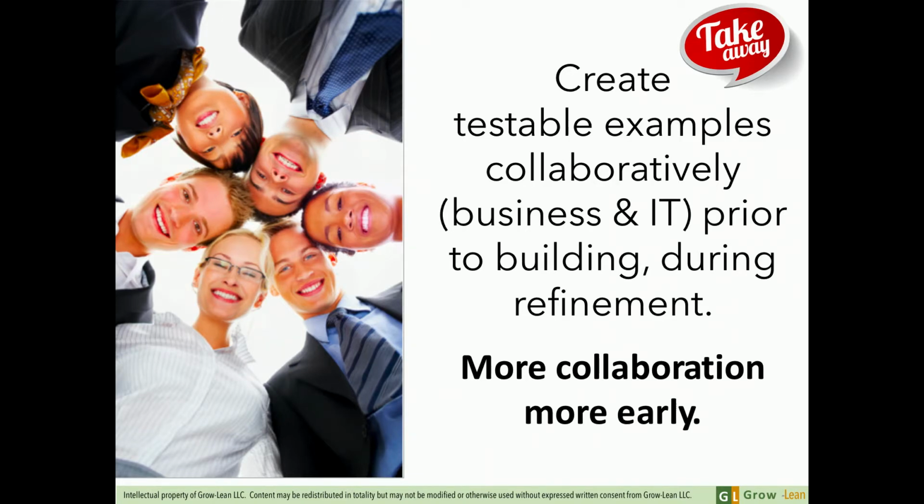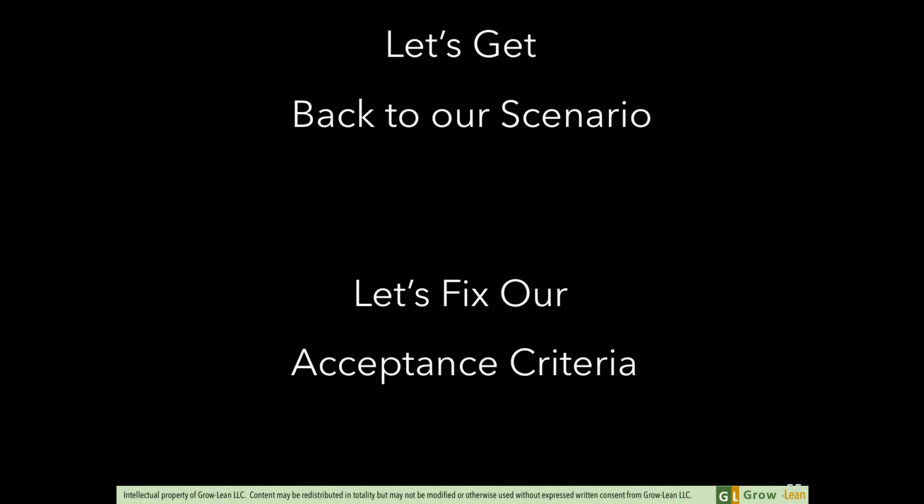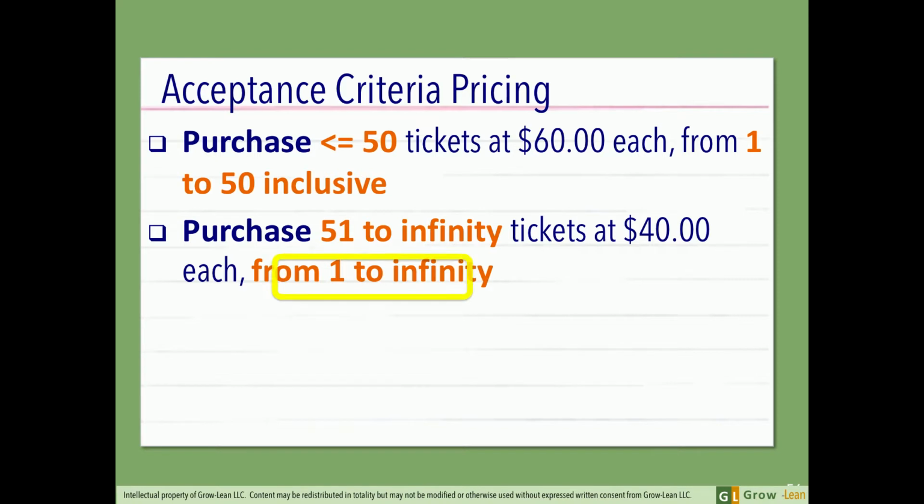Now these two look alike. It's kind of weird, but anyway, that's a separate issue. All right, let's get back to the scenario. Let's fix our acceptance criteria. Purchase lesser than 50 tickets. You missed a lot of great stuff too, by the way. All right, I'm kidding you. Purchase less than or equal to 50 tickets, 1 to 50 rates.